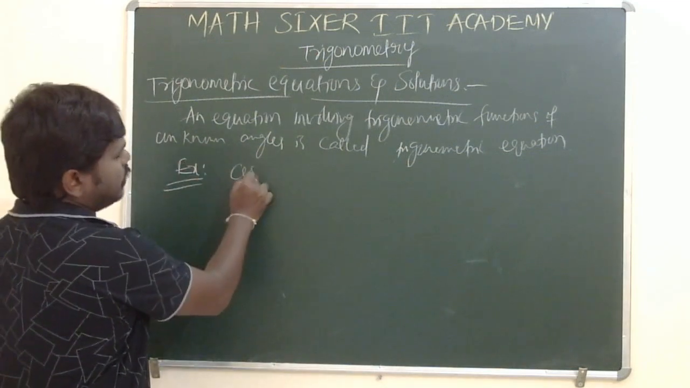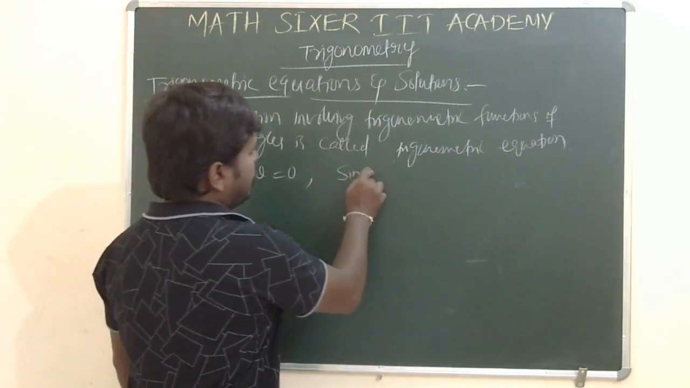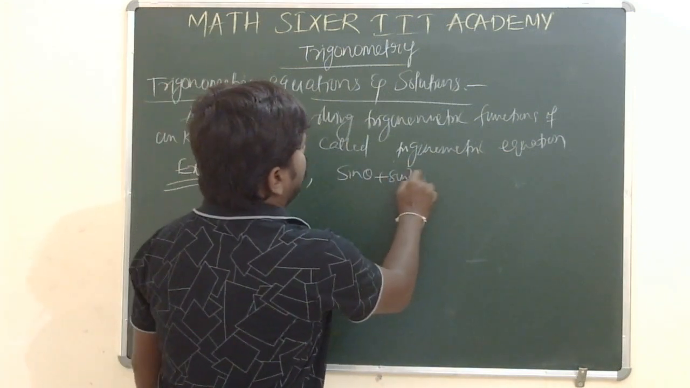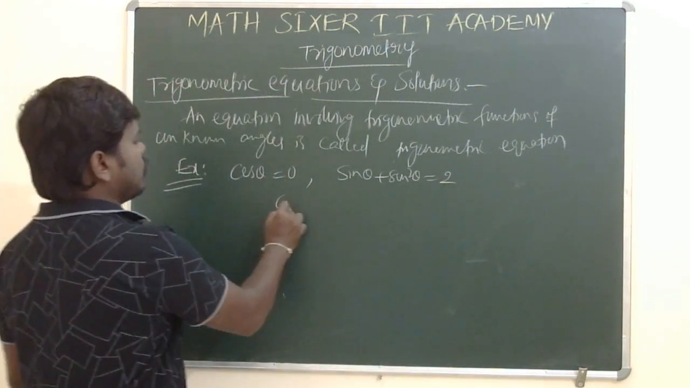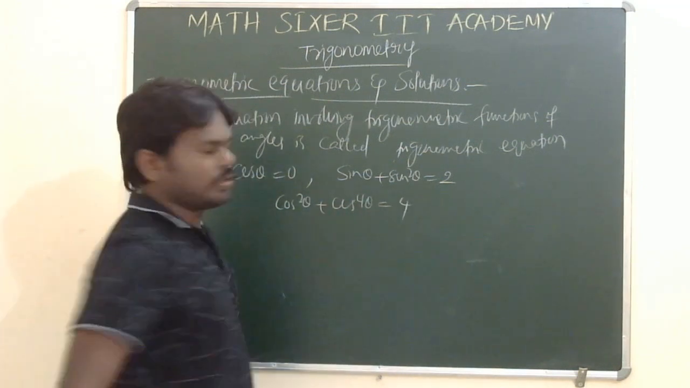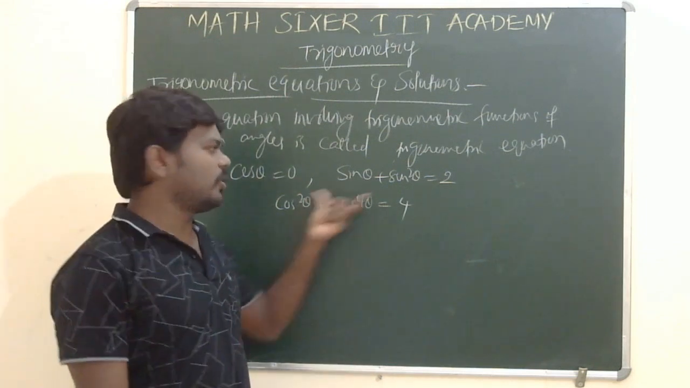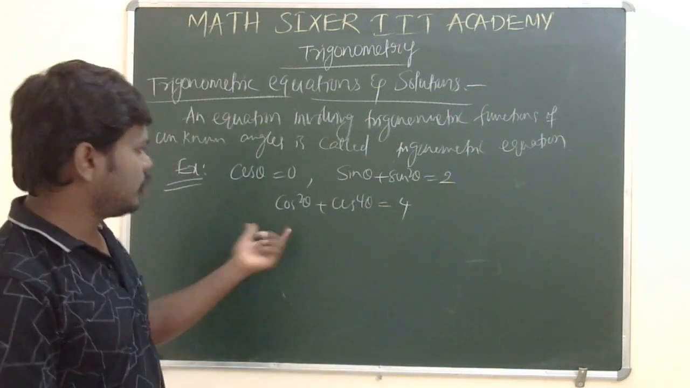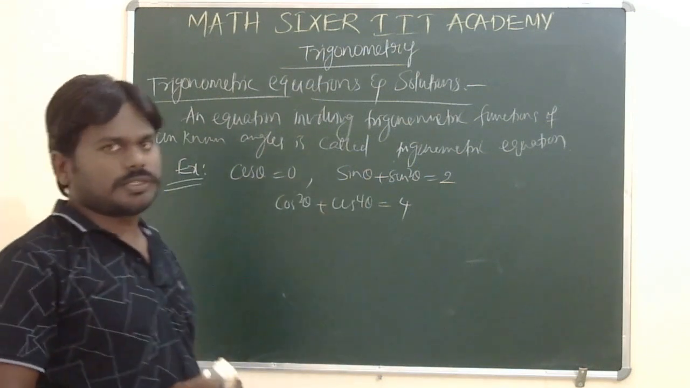Here cos theta is equal to 0. This is an equation. Or sin theta plus sin square theta is equal to, suppose, 2. This is also an equation. Or suppose cos square theta plus cos power 4 theta is equal to, suppose, 4. So these are equations involving trigonometric ratios, that is trigonometric functions, so these equations are called trigonometric equations.